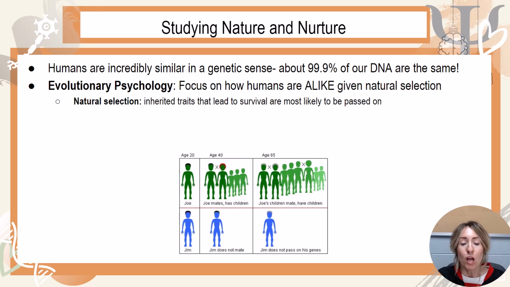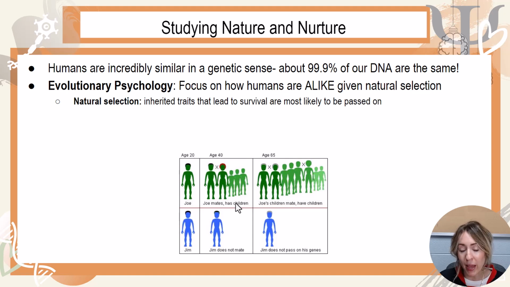So when we think about natural selection, the idea is that we have these inherited traits that lead to our survival, right? So for example, if we take a look at this graphic here, we've got Joe and Jim. So Joe mates and has children, and those children mate and have children. And so Joe's characteristics are passed down from generation to generation. While Jim, if he doesn't mate, does not pass on his genes.